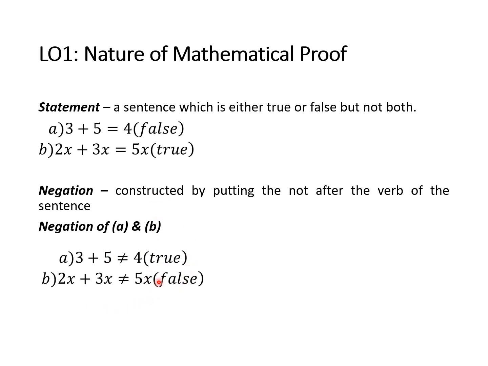So by doing negation, you can change the truth of a sentence. For example, 3 plus 5 equals 4 was false. By adding negation, it becomes true. Same goes with the sentence in B. 2x plus 3x is 5x was true, but by adding a negation to it, you change true to be false.